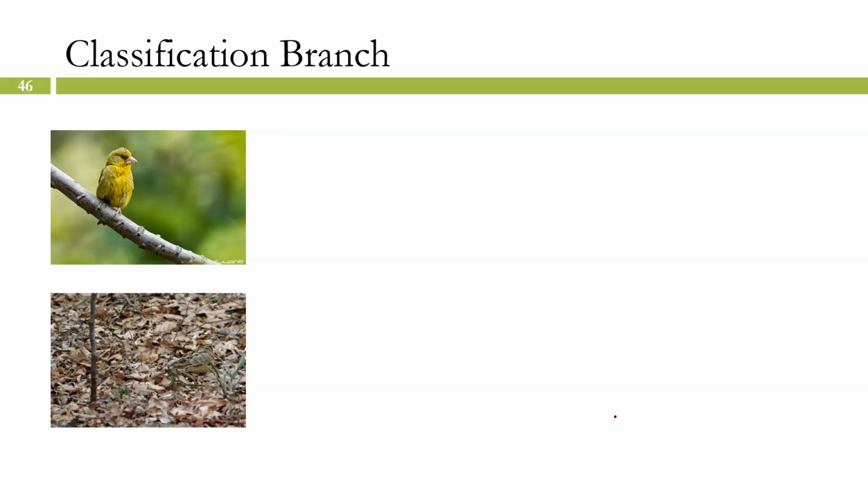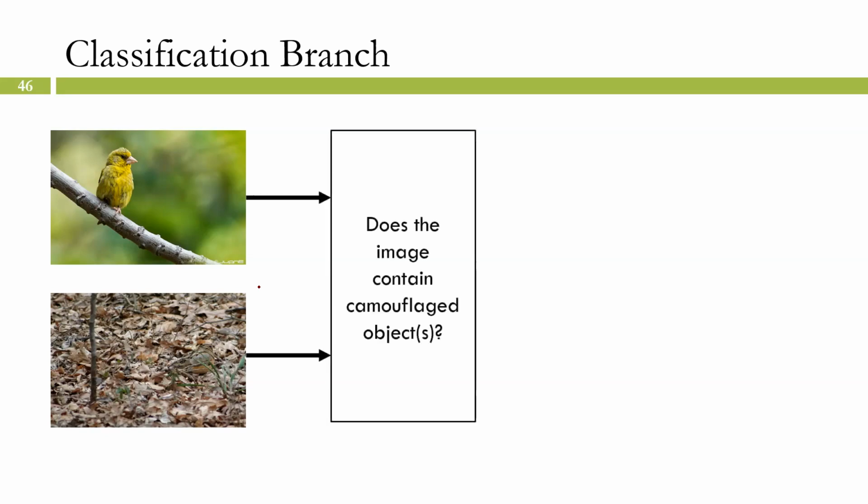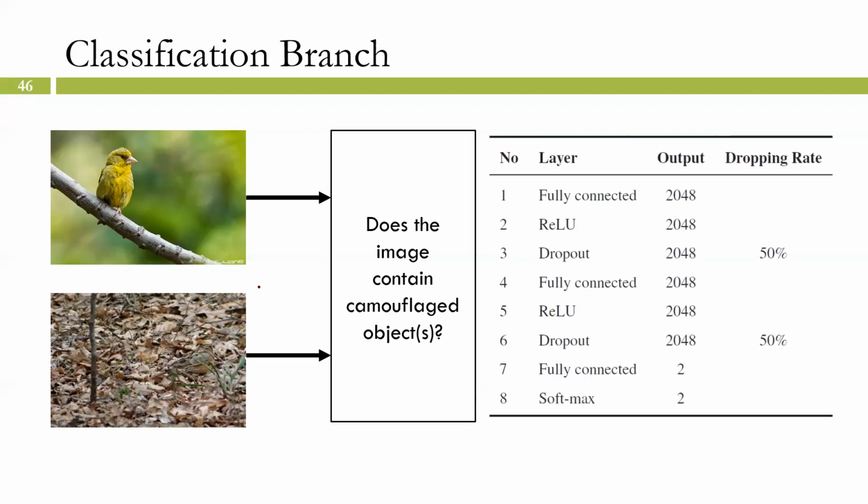How about the classification branch? So I show you two examples. Of course, the top image is the one with the salient object. The image below is the one with the camouflage object. Why is the bird in the top image salient? That is because of the background. So that means the background can help us identify whether we have a camouflage object inside the image or not. That is the motivation for us to build the classification branch. It tries to answer the question I told you: does the image contain any camouflage object? We build a simple model with fully connected layers and then a softmax to obtain the result of whether we have a camouflage object in the image or not.